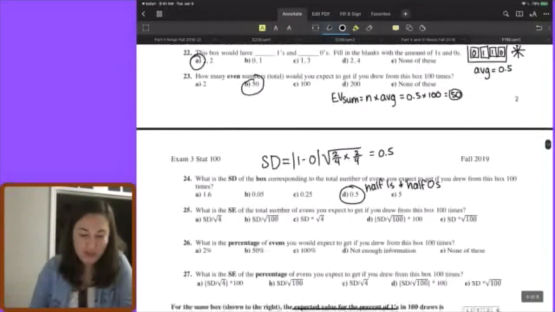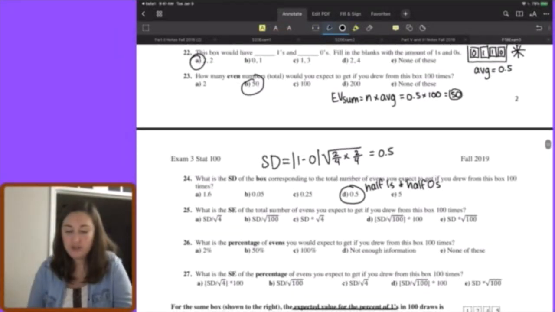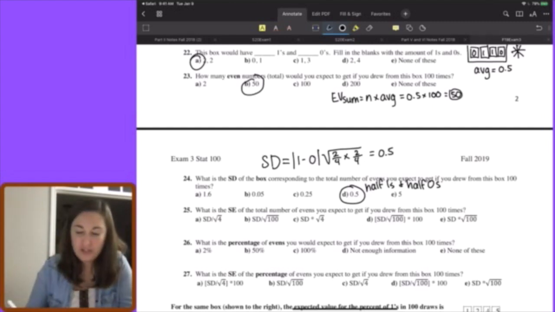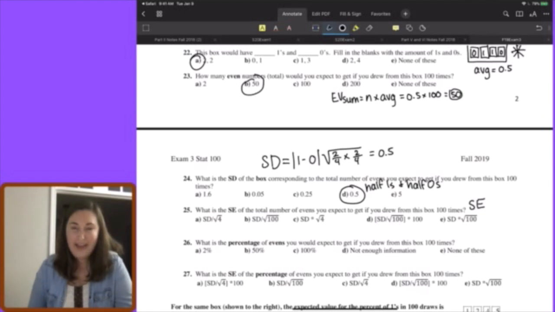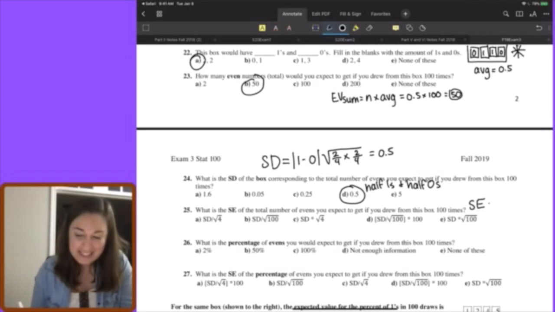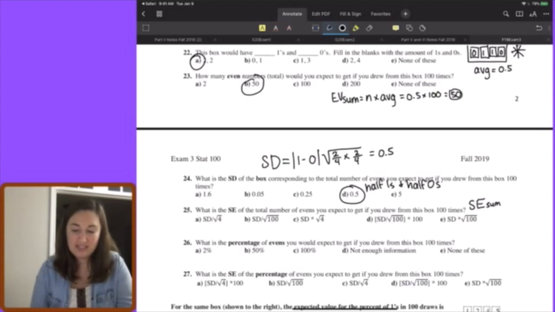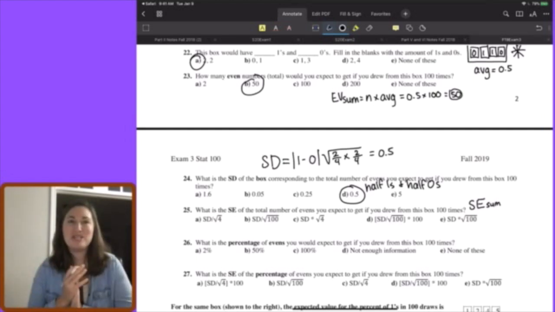Looks good. What is the SE of the total number of evens you'd get if you drew from this box 100 times? All right, so the standard error, basically this question is asking which standard error should I use? And the question is, is it sums, averages, or percents? And here it's going to be sums, just because no mention of average, no mention of percents, and we're counting up how many evens we get.